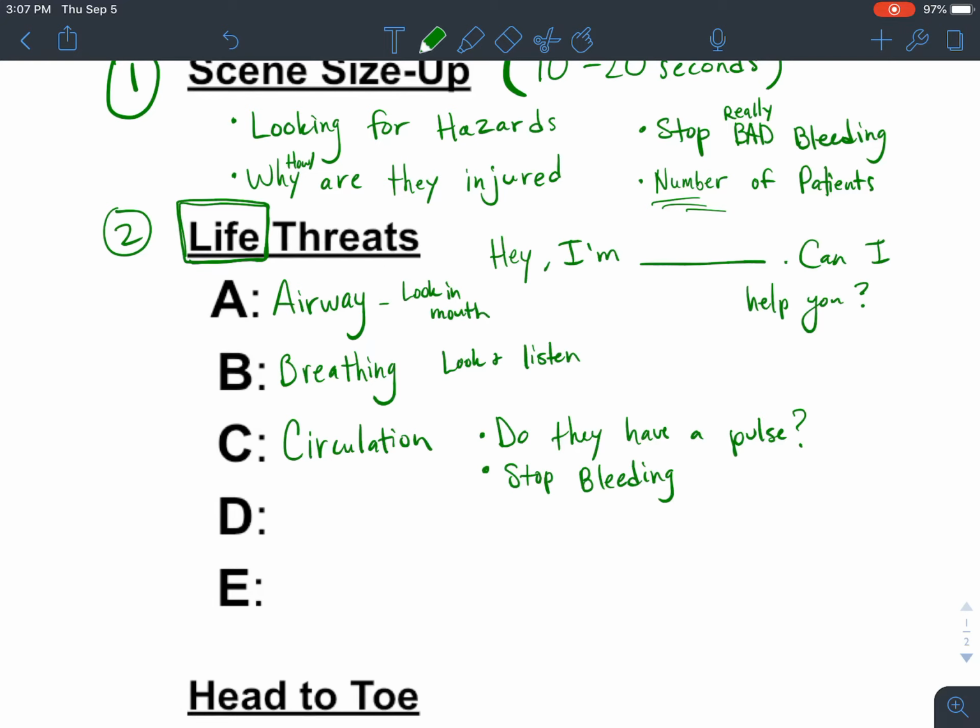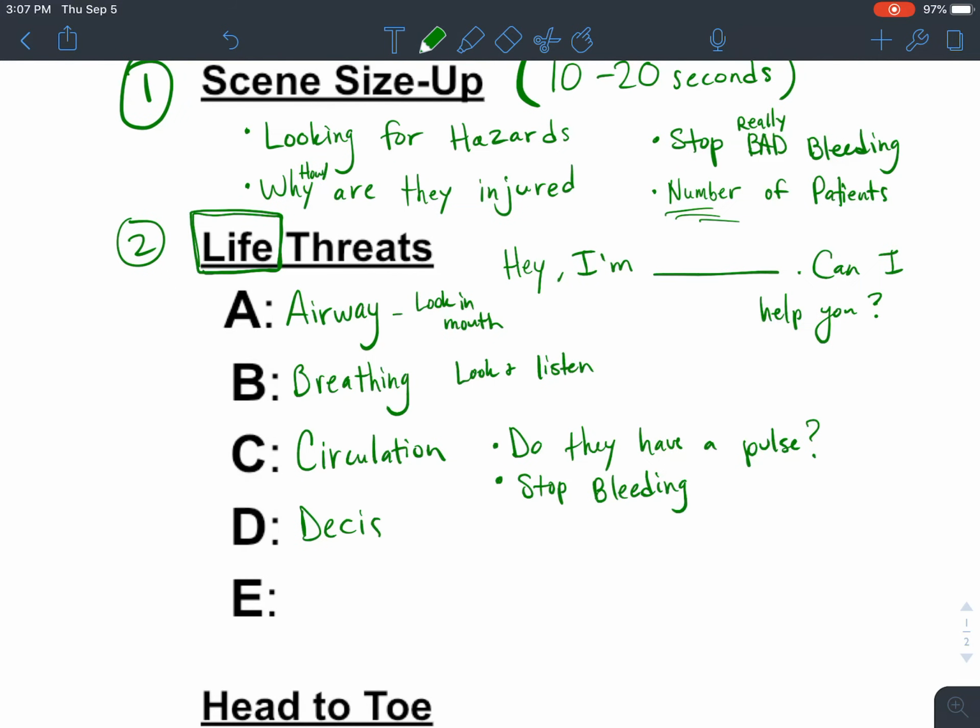D stands for decision. Well, let me write decision. Decision about their disability. So they're not able to do something, and that's why you're helping them. So they have some type of disability, and we need to make a decision about their disability. Like if they just fell off of a rock 10 feet high, then maybe they hurt their spinal cord, and we don't want them to become paralyzed. So we'd say, hey, you probably shouldn't move right now.